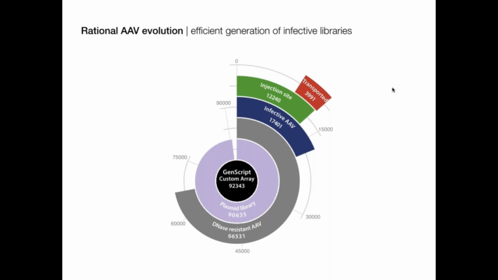And if you look at the dark blue, 17,000 is how many of those were actually infective in vitro or in vivo. 12,000 of those were found in the injection site, and we found 4,000 to be transported away from the injection site. And this was a good way of seeing that we actually had a working screening system.